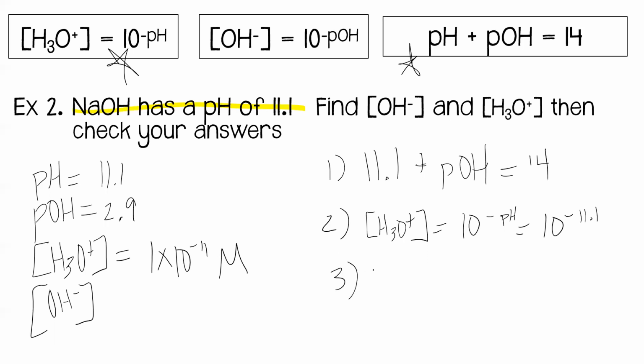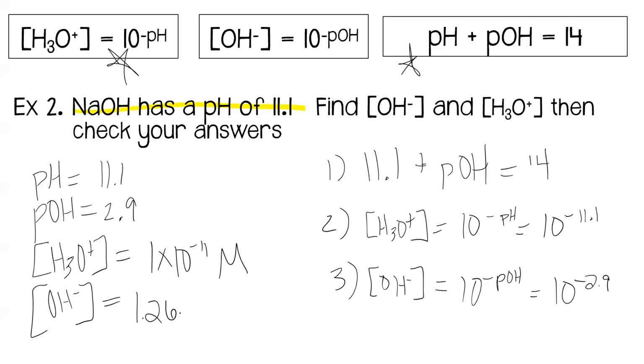And then my last step is to solve for the hydroxide ion concentration, or vice versa if you did it the other way. It doesn't matter which one you do first, as long as you use the right numbers. So my hydronium ion concentration is solved for. My hydroxide ion concentration is equal to 1.26 times 10 to the negative third molar. And once again, you can check your answers. Multiplying those two together should give you the value of Kw.